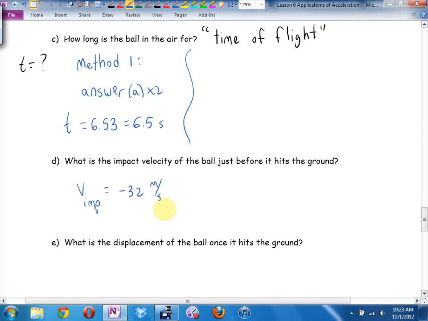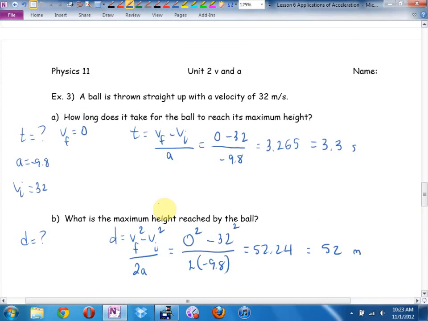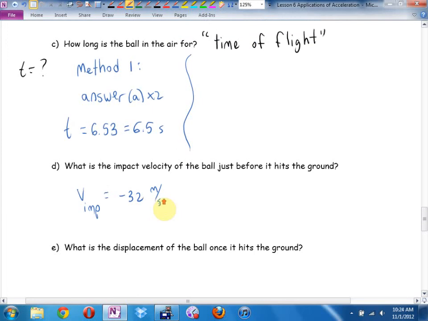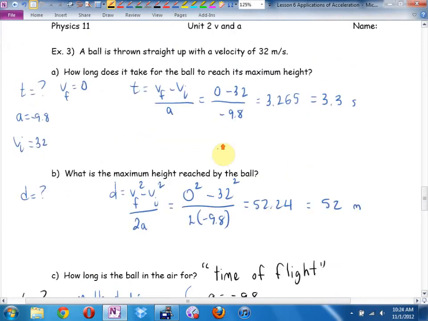Which lets us go back to part C and look at method 2. If I hadn't done part A already, if they had simply given me the first paragraph, a ball is thrown straight up with a velocity of 32 meters per second, how long is it in the air for? I would go like this. Well, a equals negative 9.8, v initial equals 32, v final equals negative 32, right? Find t. Can't I now use exactly the same method as we used in part A?